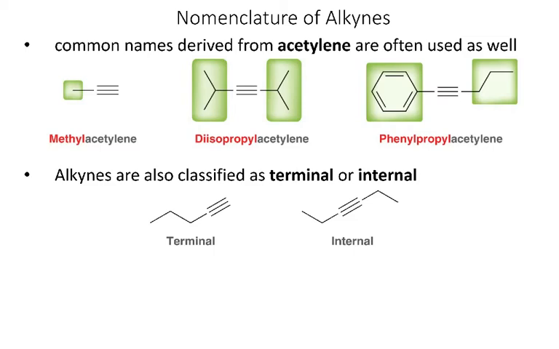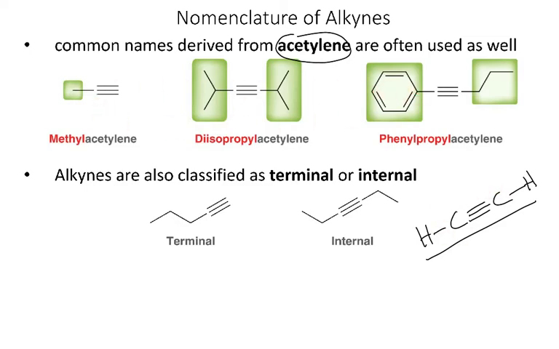Okay, so I'm not going to ask you to know any common names of alkynes, but I think it is important to know what acetylene is. So acetylene is basically the simplest alkyne. Acetylene is this compound. I think it would be good to know what acetylene is, but then if you see some of these common names, you'll probably be able to derive them. So we've got methylacetylene, diisopropylacetylene, or phenylpropylacetylene.